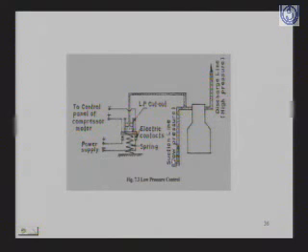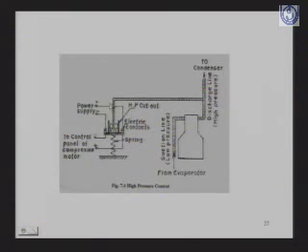So if there is less pressure, then this cutout will cut off the supply to the compressor. So the low pressure cutout is there, the supply line is there, and then there is a discharge side. If the suction pressure is less, then this switch will sense it and cut off the supply. Similarly, we have a high pressure cutout.